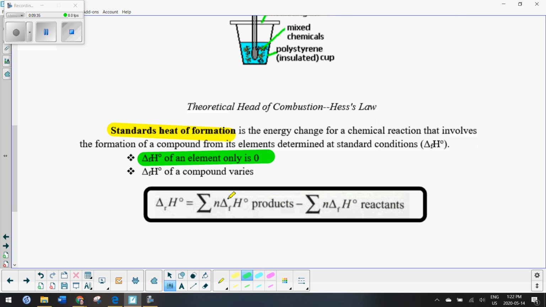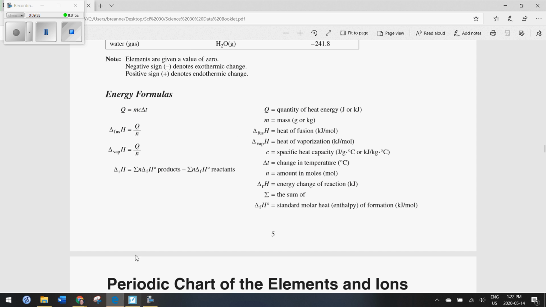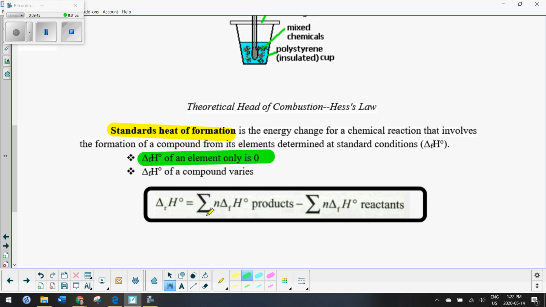Okay, so this is your formula in your data booklet. That's this one down at the bottom. Okay, now I know it looks scary. It's not actually that scary. So this symbol, I don't even know what they call this symbol, but I call it the E. Okay, the fancy dancy E. What that really means is the sum. Okay, and the sum means adding.